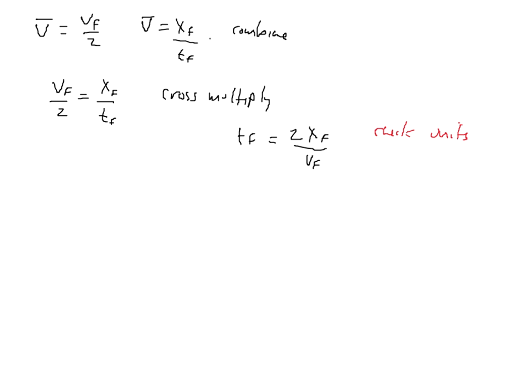So position here is in meters. Velocity is in meters per second, and usually when you're checking dimensions, you put brackets around like that. So meters cancel with meters. This is in the denominator of the denominator, so that is units of seconds, which matches what it should be.